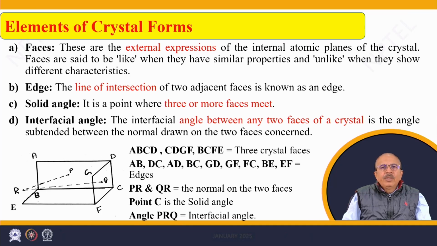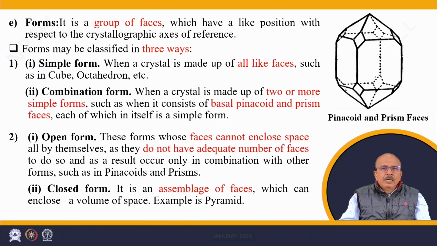Here in the diagram we can see crystal faces ABCD, CDGF and BCFE. These are the three crystal faces. AB, DC, AD, BC, GD, GF, FC, BE and EF are the edges of the crystal. PR and QR are the normals on the two faces. Point C is the solid angle and angle PRQ is the interfacial angle.